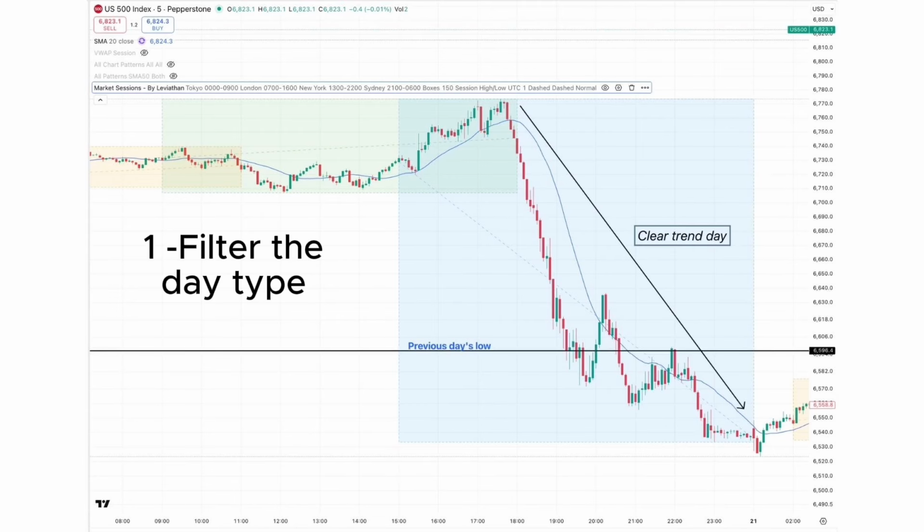So how do you trade it? Number one, you'll obviously filter the day type. Importantly, this is not for sideways, choppy price action. You want a clear trend day with prices near the lows in the final 15 minutes.